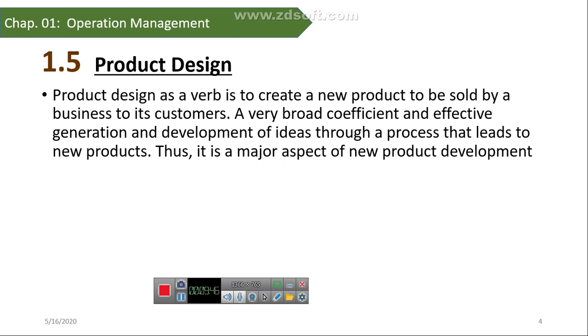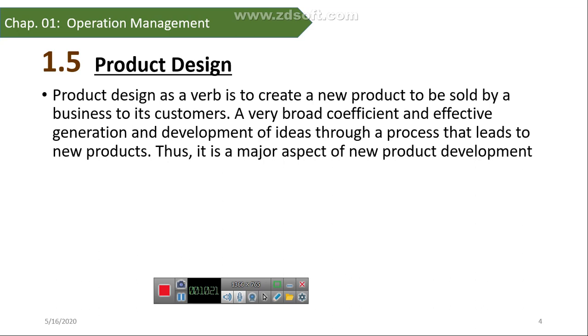So here in your slide I have written product design. Product design is a verb: to create a new product to be sold by a business to its customer, which I have explained. Translate customer need and want into product and service requirement. Here the word service is not mentioned. Only product design is a verb to create a new product to be sold by the business to its customer, keeping in mind the customer requirement.